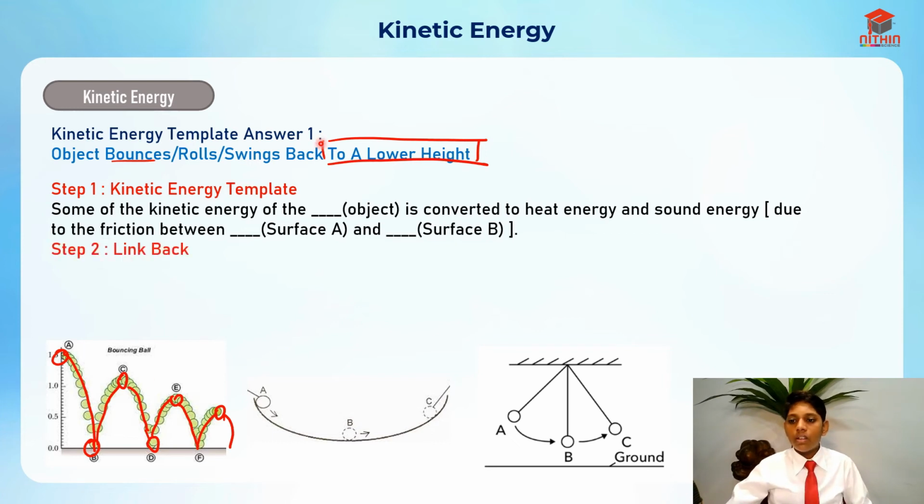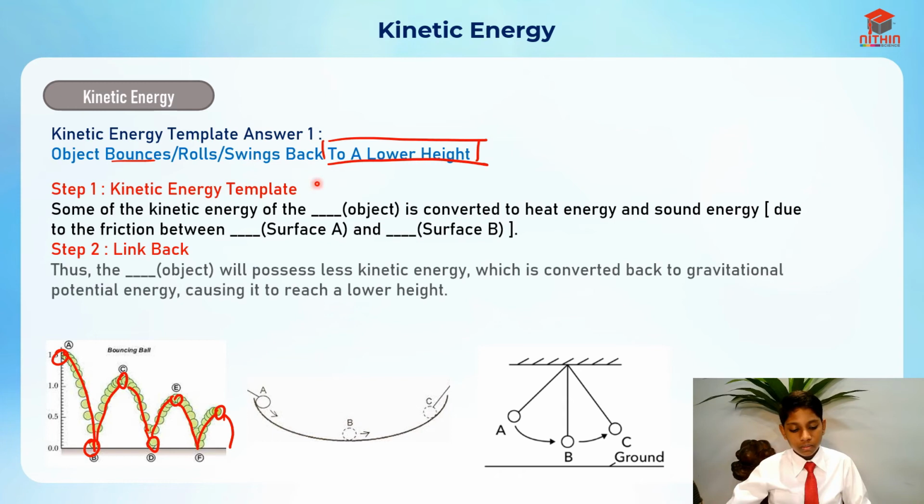Next, step 2, we need to link back to the question. Thus, the object will possess less kinetic energy, which is converted back to gravitational potential energy, causing it to reach a lower height. So less kinetic energy is converted to less gravitational potential energy than the one that is converted at the start. From this height, when it goes down, because of the friction, it loses some kinetic energy, and thus when it goes back up, it's converted to less gravitational potential energy. So I hope you understood that. Now let's move on to the second template answer.